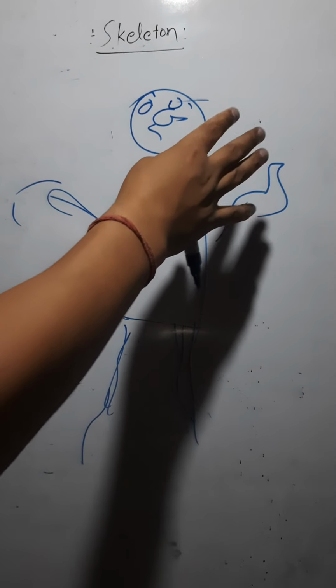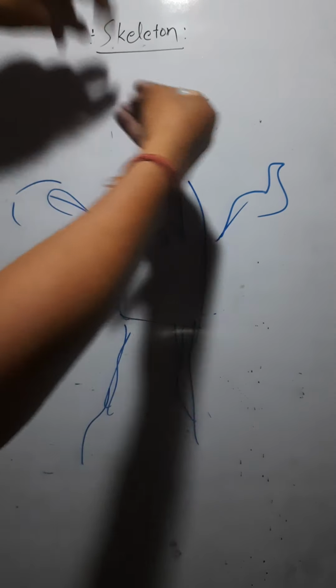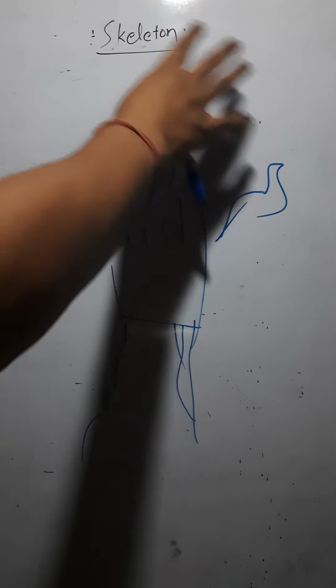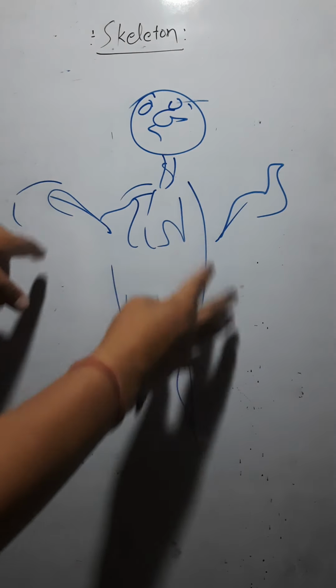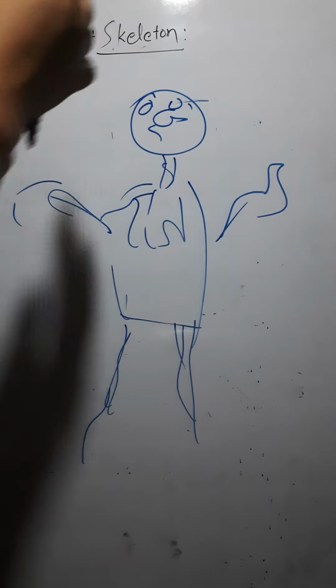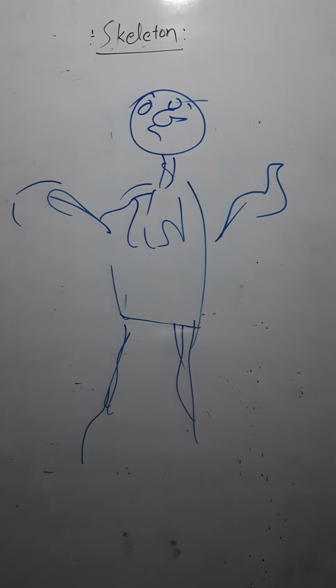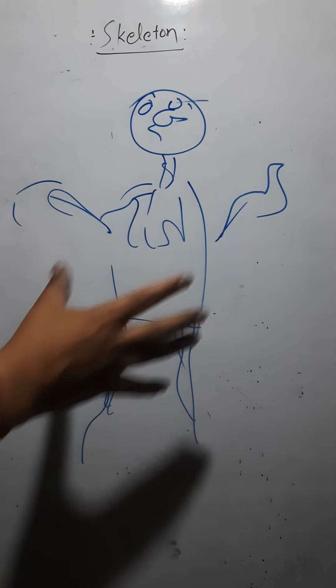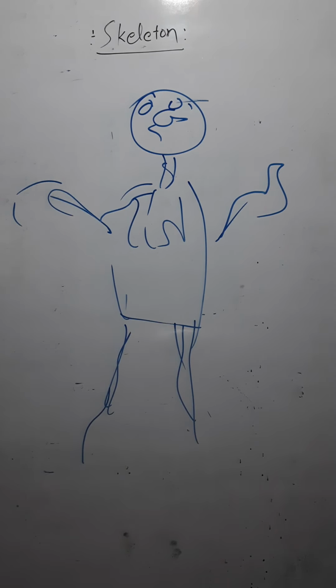So this framework of the bones, where we remove the flesh and skin everywhere. Now what would remain inside? Only the bones. So the framework of the bones is known as the skeleton. Getting it? The framework of the bone. So skeleton is nothing but the framework. Let me show you.